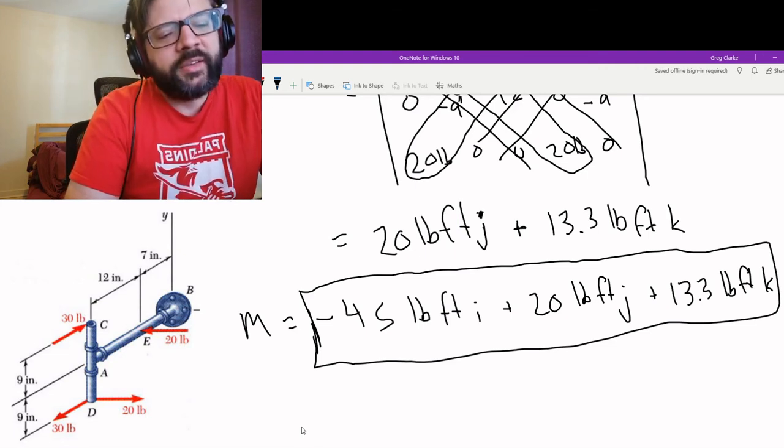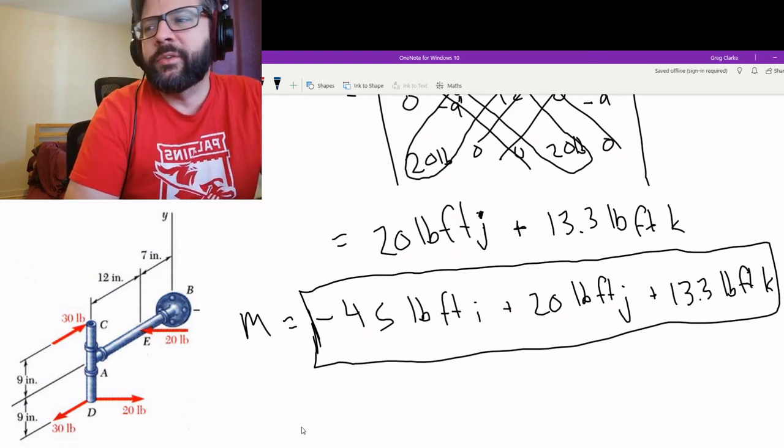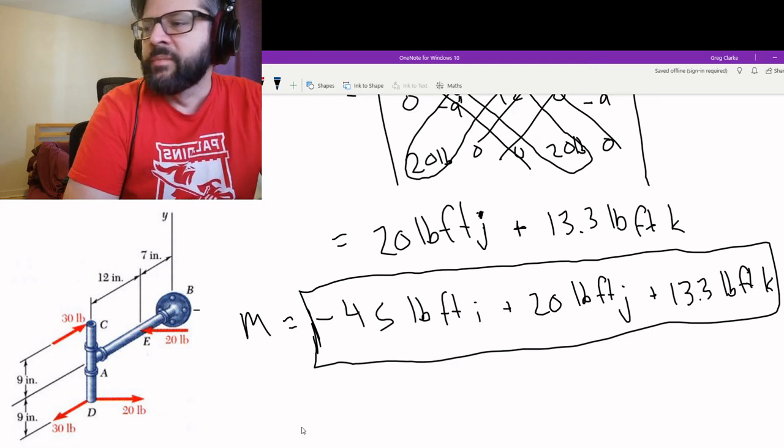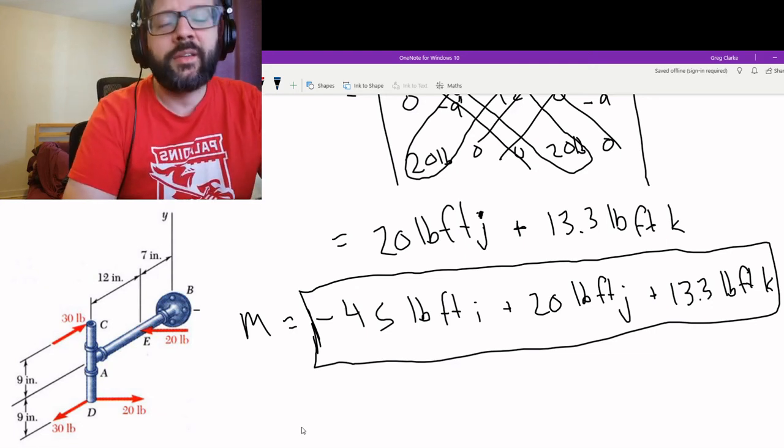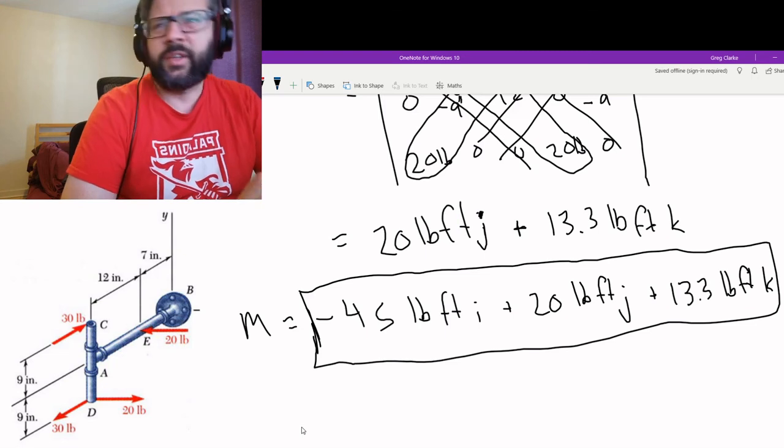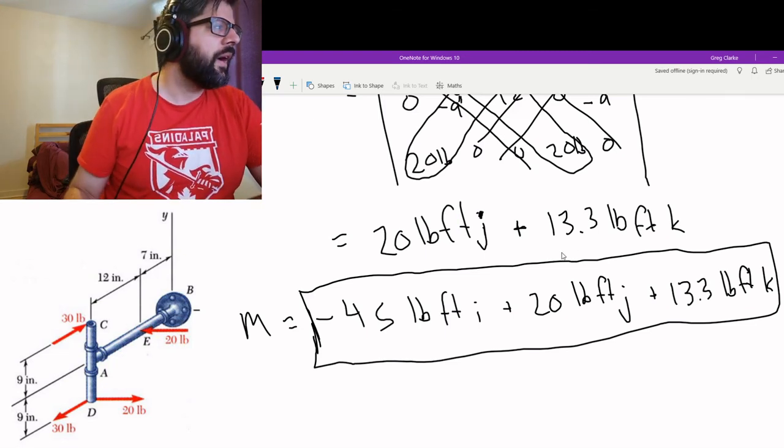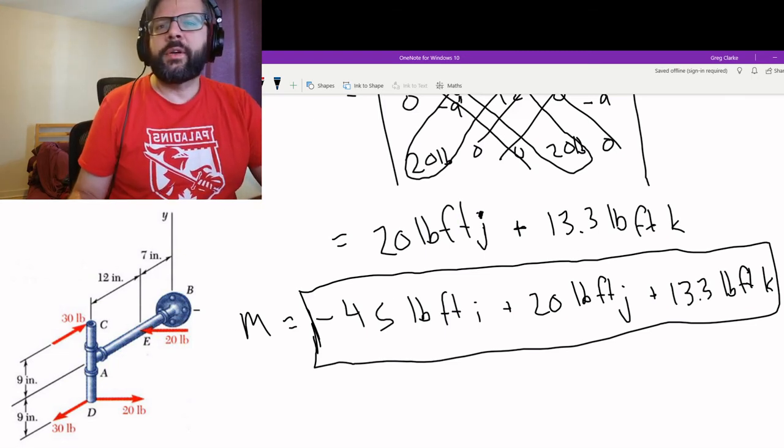And that's a bit of a pain. It might be useful to find that angle for some purposes, but oftentimes it's not necessarily necessary. So you might not want to bother. So that's about all we need for this question.